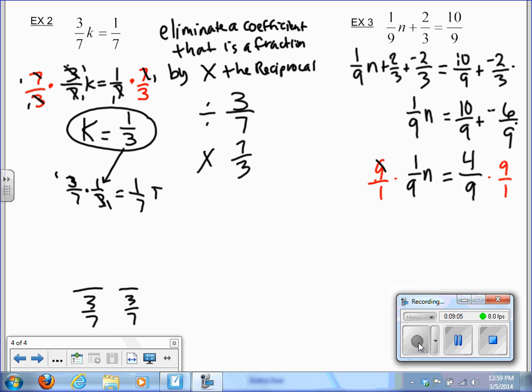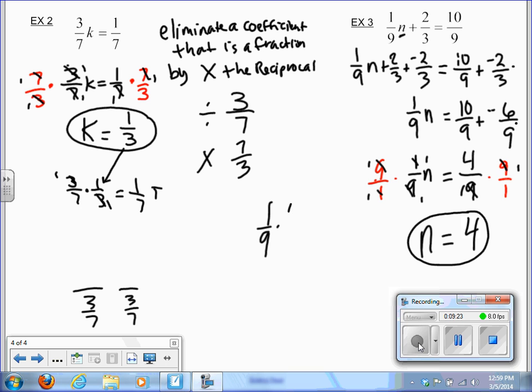My 9's are gone, my 1's are gone. I have n equals, my 9's are gone. What does n equal, kids? 4. And if you want to check your work, you just replace n up here with 4.